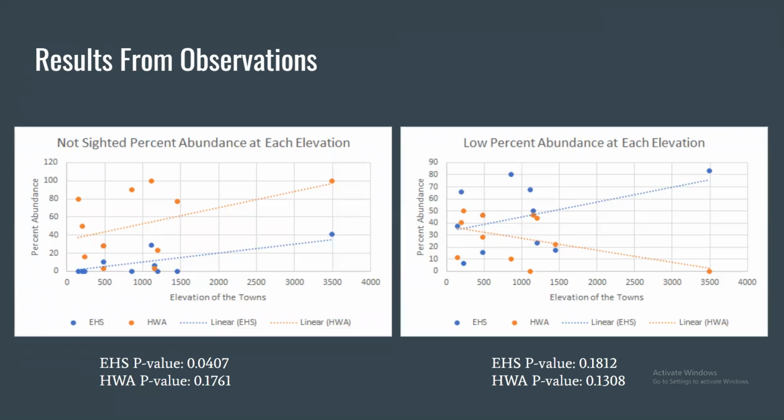So here are results from the not seen and low abundances. On the x-axis of each graph, we have the elevation of the town, and on the y-axis, we have the percent abundance at each category. The only data here that supports our hypothesis is the scale at the not seen abundance, and this shows that at a higher elevation, you expect to see less of the insect observed.